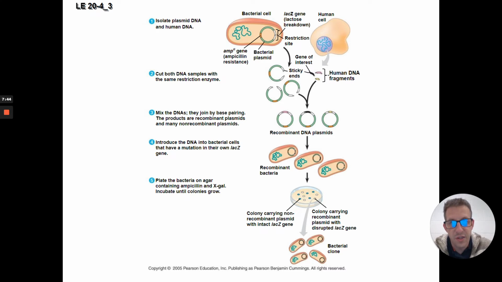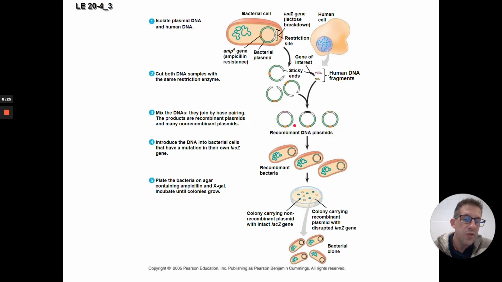So one of the first things you're going to do is isolate plasmid DNA from the bacteria and also human DNA. Okay, we're going to cut both DNA samples, the plasmid and the human DNA, with restriction enzymes. The restriction enzyme is going to cut just around the gene of interest, and then all we need to do is combine the genes that we cut out here with these little cut plasmids, and the little chunks from the human DNA will insert themselves into the plasmid DNA of the bacteria.